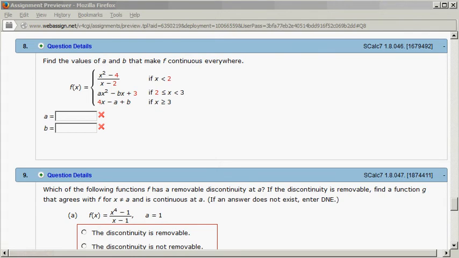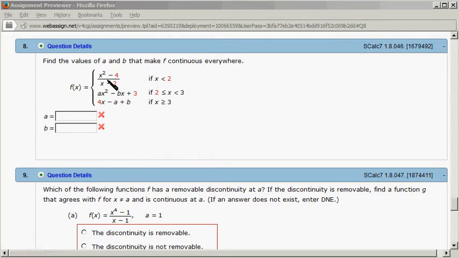Okay, let's look at homework 1.8, problem number 8. We have this piecewise defined function, and the first piece is a rational function, but x is less than 2, so it's all in the domain, so this by itself is continuous. The second formula is a quadratic function, a polynomial of degree 2, so it's continuous everywhere. And the last one is a linear function, so it's continuous everywhere.